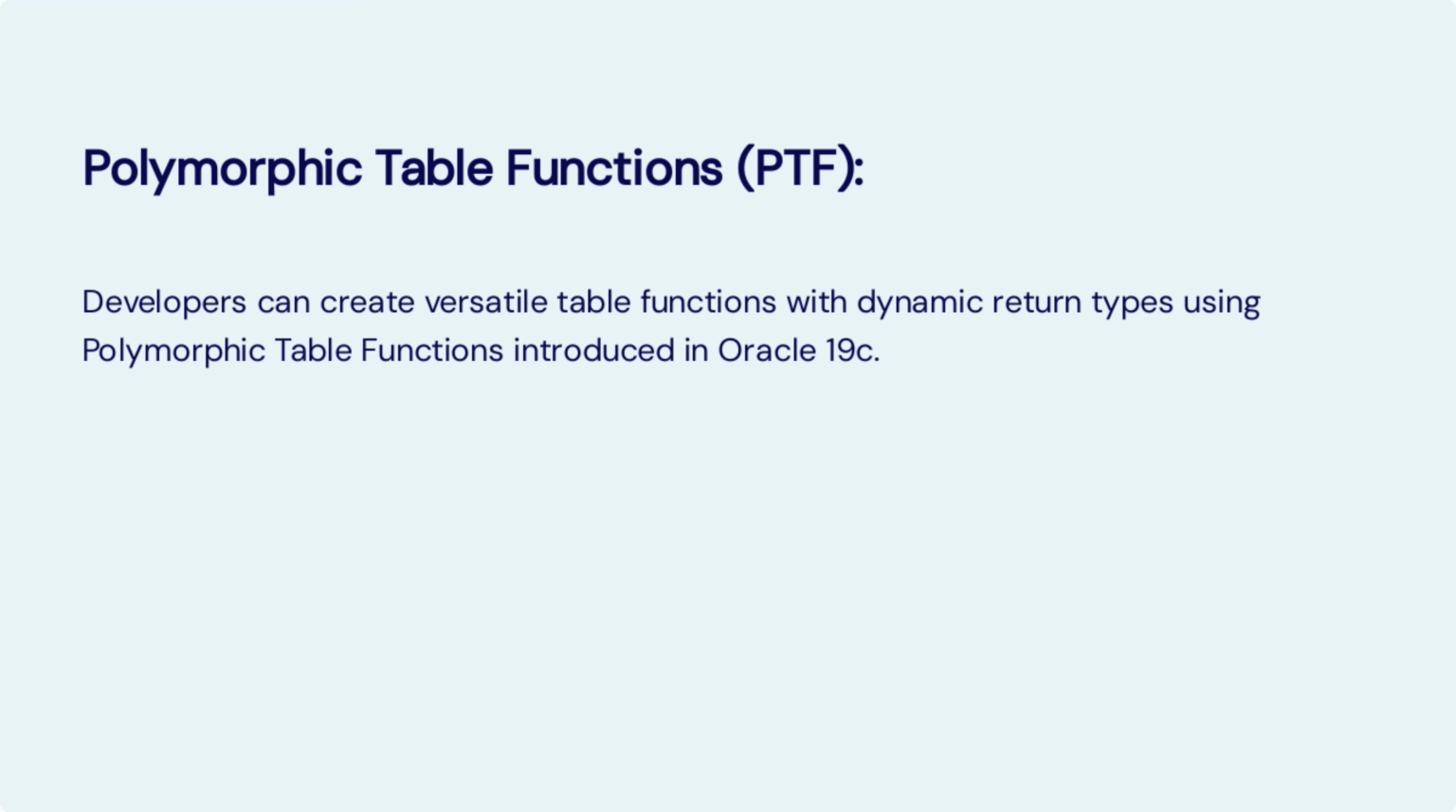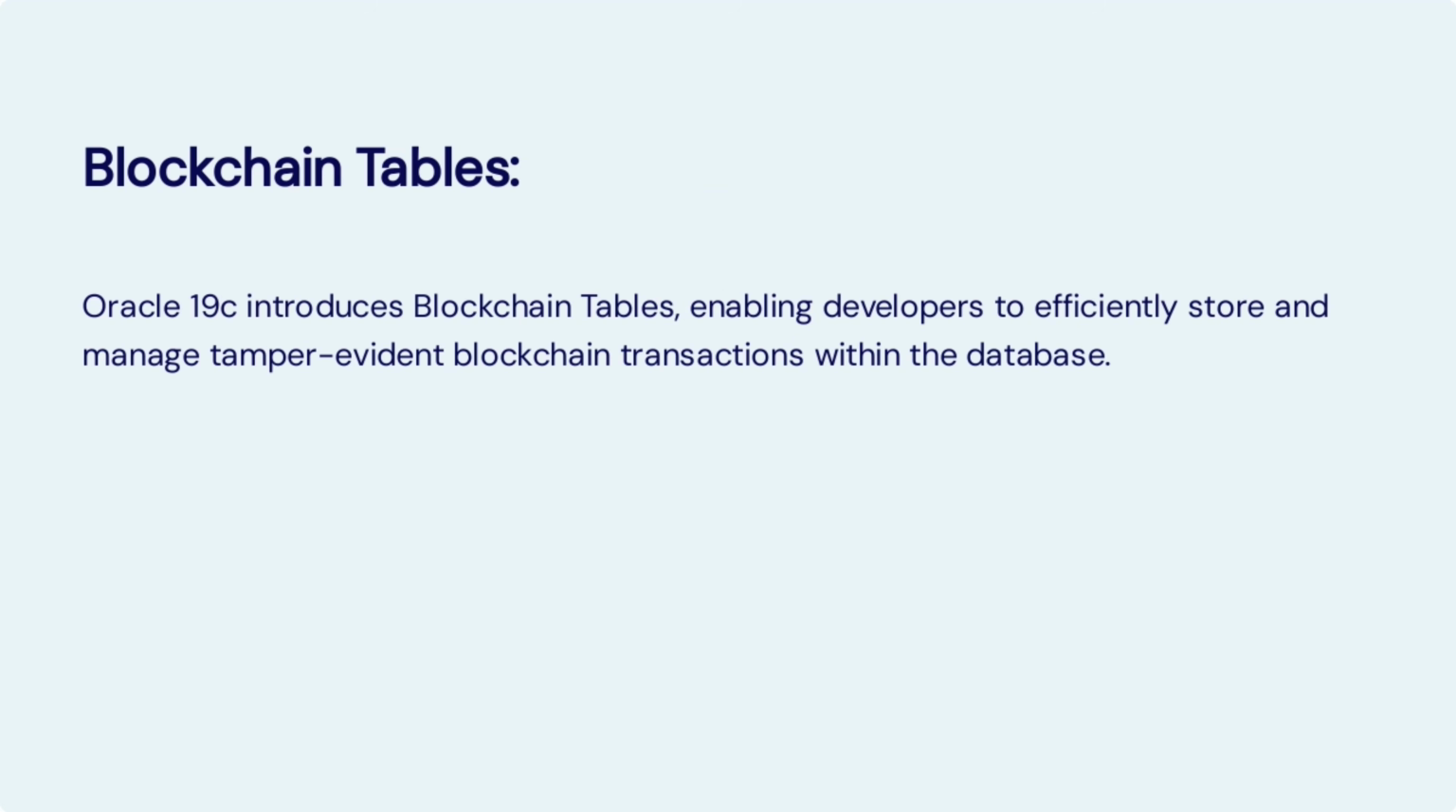Polymorphic table functions, PTF: developers can now create versatile table functions with dynamic return types using polymorphic table functions introduced in Oracle 19c. This feature allows for greater flexibility and adaptability in developing table functions, enhancing the overall capabilities for developers. Oracle 19c introduces blockchain tables, enabling us to efficiently store and manage tamper-evident blockchain transactions within the database.